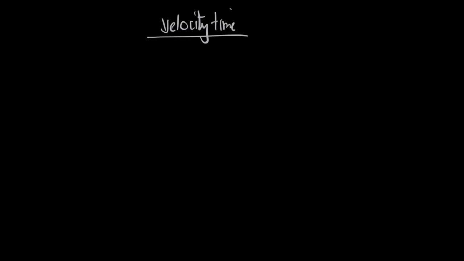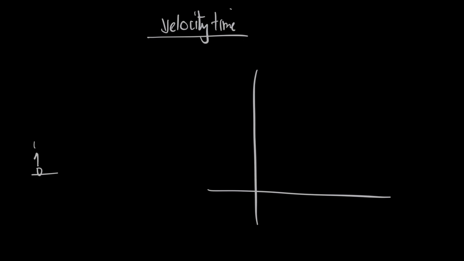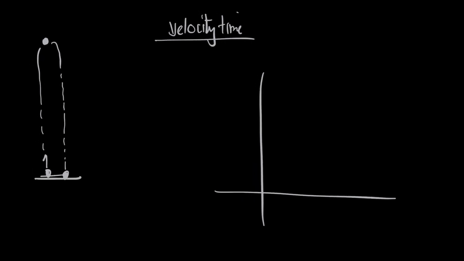Velocity time relationship. Now we'll do both analysis here, mathematical as well as the graphical part. So the object is projected, right? It reaches the maximum height. It then comes back to the normal position, back to the ground.